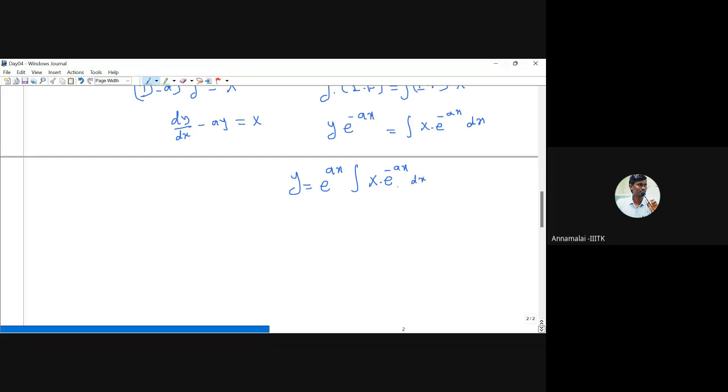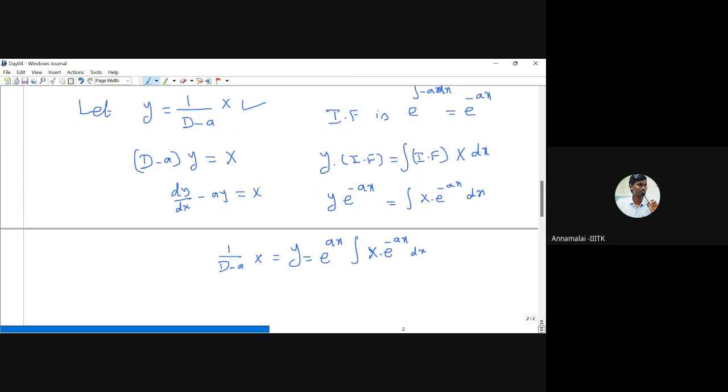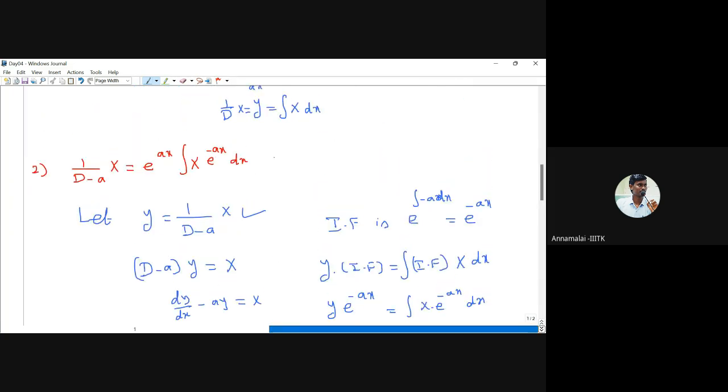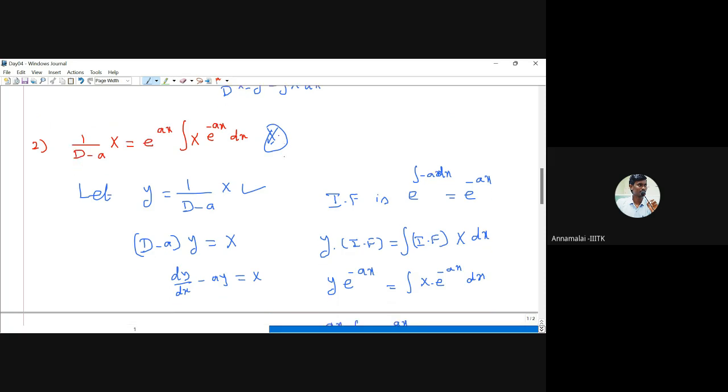X is any function of x, okay? Capital X is any function of x. But what we take, y is nothing but 1 by d minus a times x. So this result is a very important result. So 1 by d minus a into x, any function of x, can be written as e power ax into integral x into e power minus ax dx. So this is the second result.